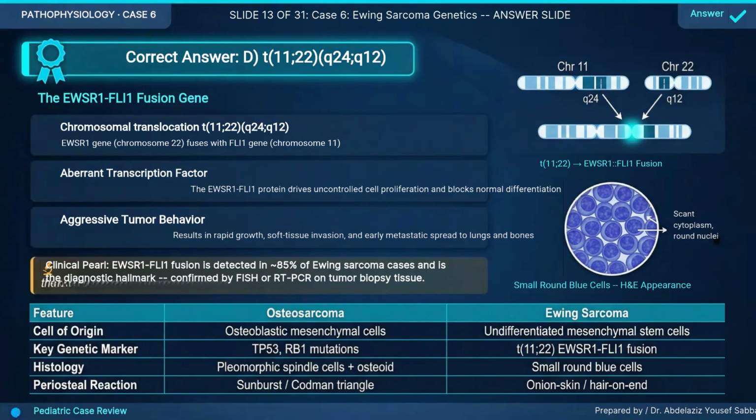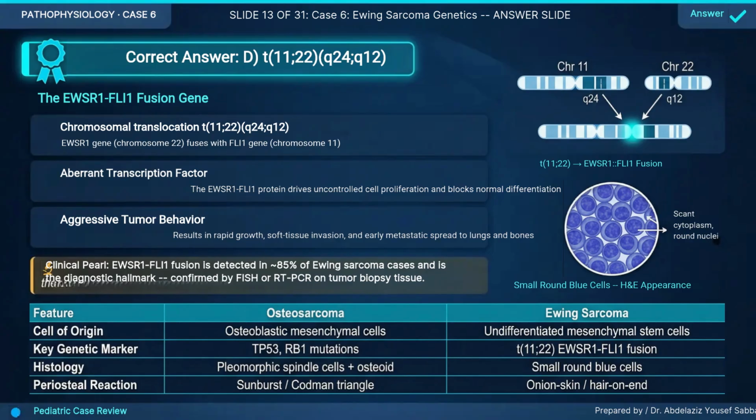This translocation results in the EWSR1-FLI1 fusion gene, the molecular hallmark of Ewing sarcoma. The EWSR1 gene on chromosome 22 fuses with the FLI1 gene on chromosome 11. The resulting EWSR1-FLI1 fusion protein drives uncontrolled cell proliferation and blocks normal differentiation, resulting in rapid growth, soft tissue invasion, and early metastatic spread to lungs and bones.